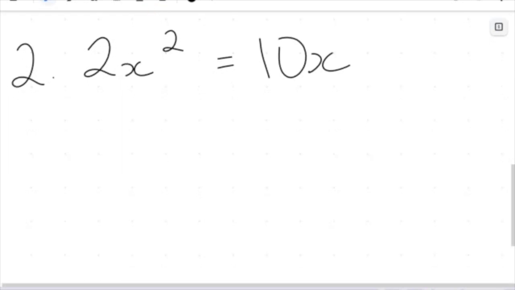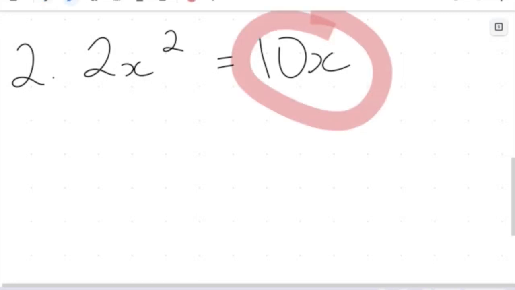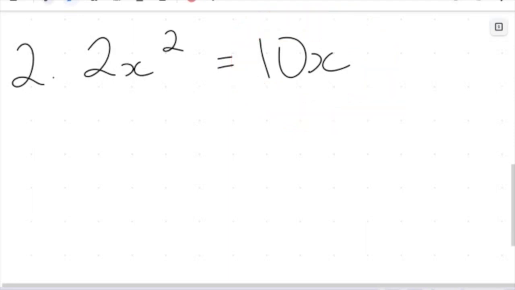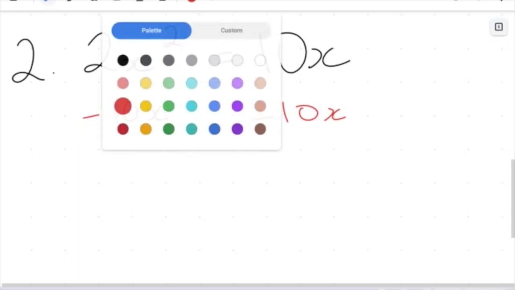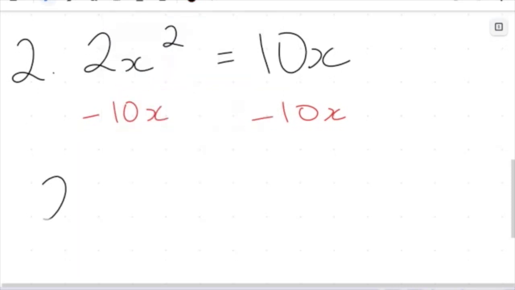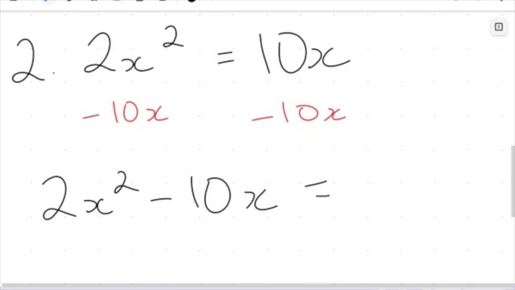Now, I want to get everything on one side. So the easiest way to do this would be to get my 10x over to the left-hand side. Now I can do this by manipulating the equation. So I want to bring this right-hand side to 0. I'm going to get that by subtracting 10x from 10x, and I'm going to do that to both sides here. So now on the left-hand side, I'm left with 2x squared minus 10x, and on my right-hand side, I'm going to get 0.